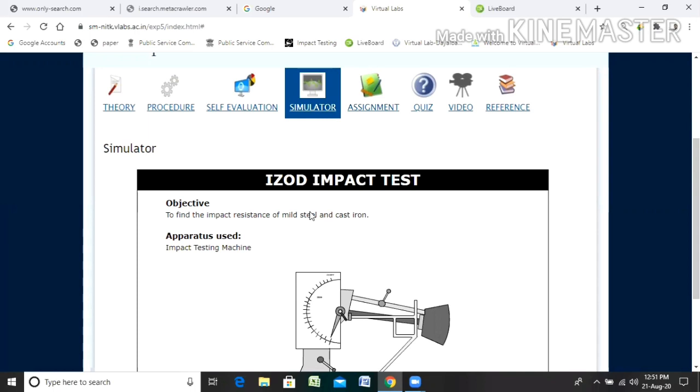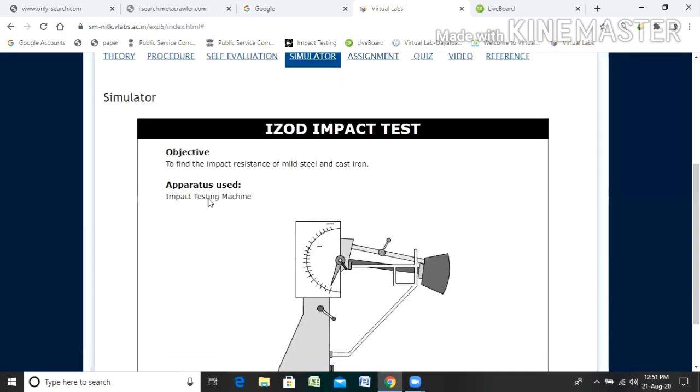As mild steel is a ductile material, we will be getting a higher toughness value. As cast iron is a brittle material, we will be getting a lower toughness value for cast iron. Toughness is nothing but the ability of the material to absorb energy in plastic deformation.